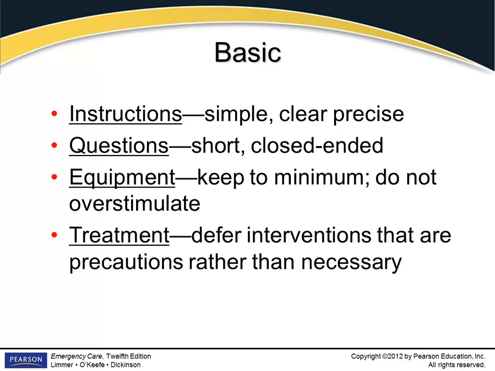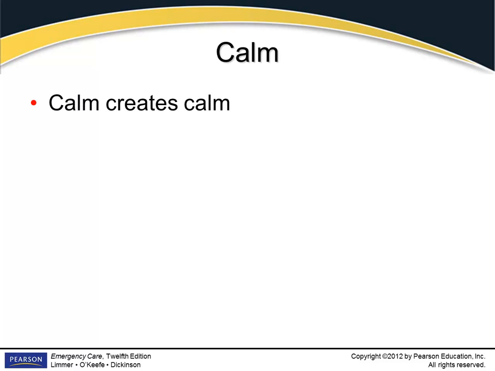Defer interventions that you would just do normally on any patient. I tell you, check a blood sugar on everybody. If you've got an autistic child with an issue, don't check a blood sugar unless you think that it's related to a blood sugar issue. You know what I'm getting at here? Don't do it just because we do it for everybody.